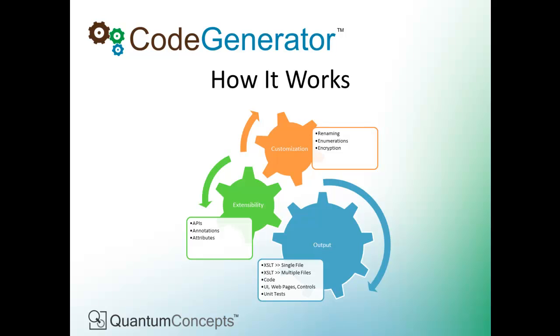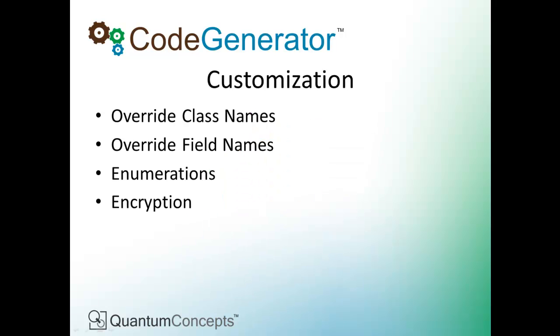You can use your XSLT templates to generate a single file or multiple files per template. You can generate code such as C#, Java, or PHP, user interface elements, web pages, user controls, unit tests, documentation, and anything you can think of.